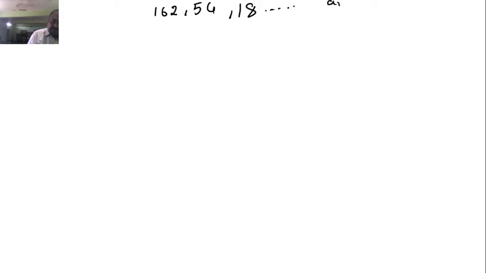So, next problem. In geometric progression, 162, 54 and 18, and 2 by 81, 2 by 27, 2 by 9. These are two series. This one is one GP and this one is another GP.